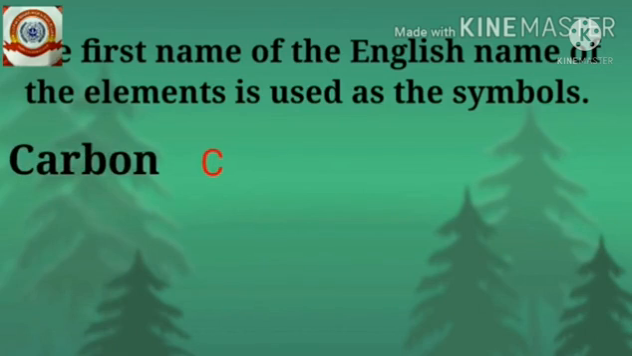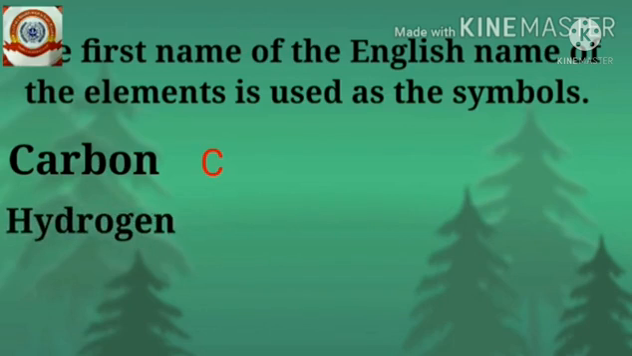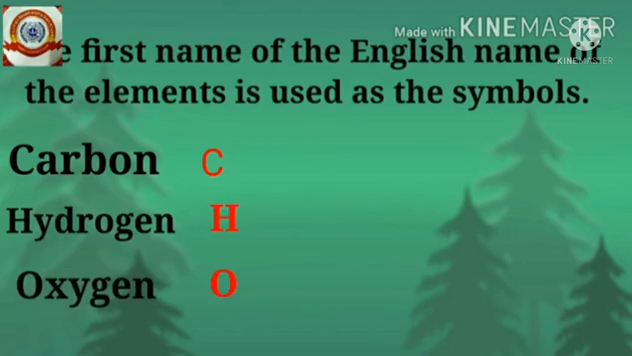For example, carbon. The first letter is C, so we can write C for representing carbon. Like that, hydrogen. The first letter is H, so we can write H for representing hydrogen. Oxygen, O. And nitrogen, N.